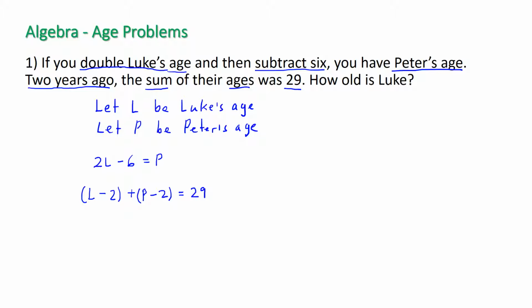So now let's simplify the second equation. So we'll have L plus P minus 4. Okay, so negative 2 take away 2 gives us minus 4 is equal to 29. Now I'm going to add 4 to both sides. So I'm going to have L plus P is equal to 33. Okay, so now I have two equations with two unknowns.